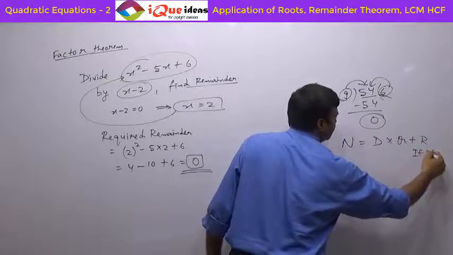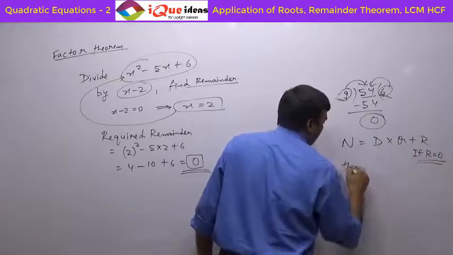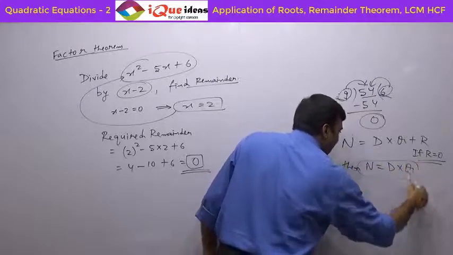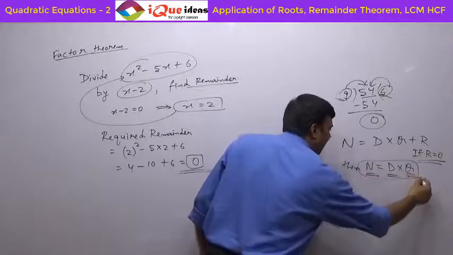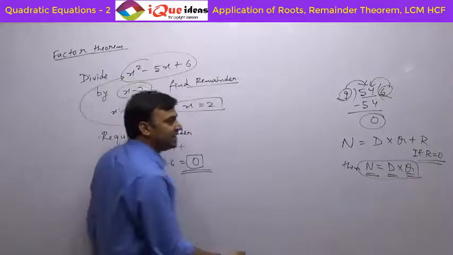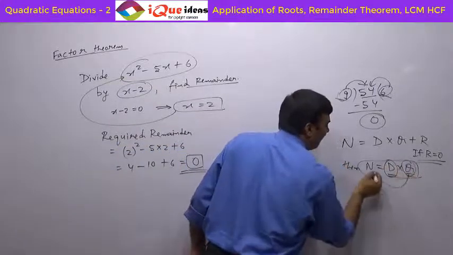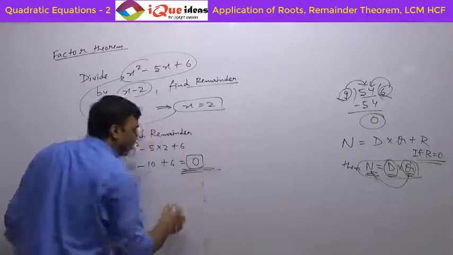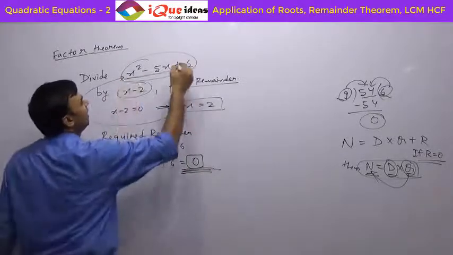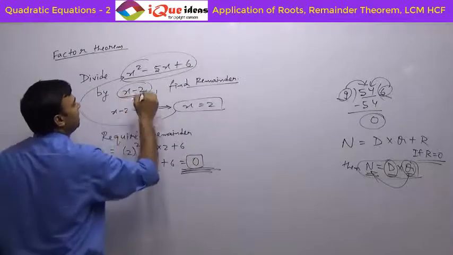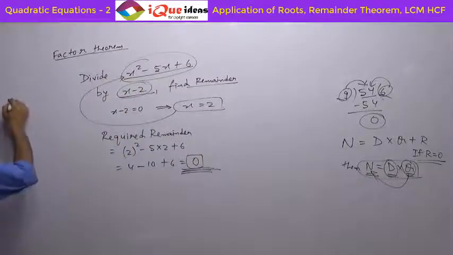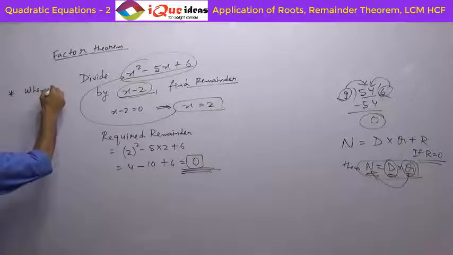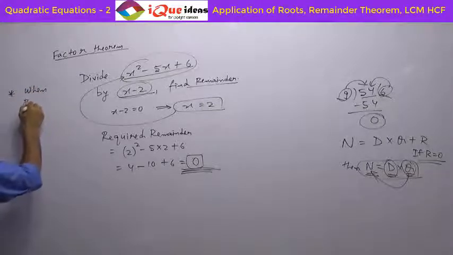If r becomes 0, then what will happen? n will be equal to d into q. That means in that case, n is divisible by d and q both. In that case, we can say that both d and q are factors of n. So here also, if the remainder is 0, that means this x square minus 5x plus 6 is divisible by x minus 2.